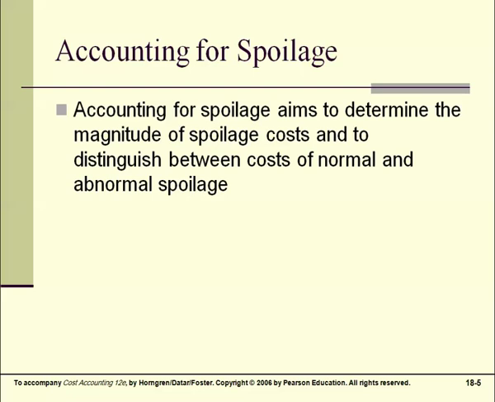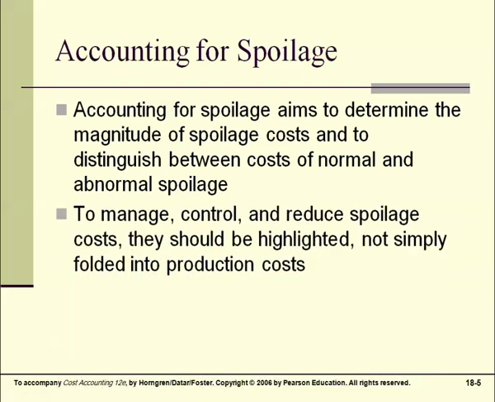Accounting for spoilage. Accounting for spoilage aims to determine the magnitude of spoilage costs and to distinguish between costs of normal and abnormal spoilage. To manage, control, and reduce spoilage costs, they should be highlighted, not simply folded into production costs.